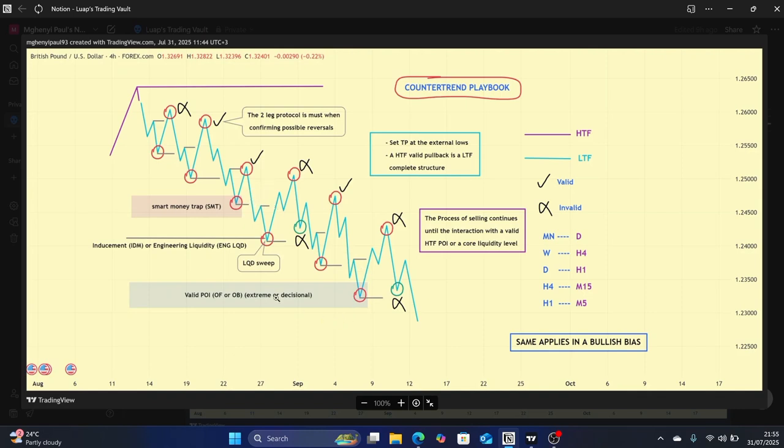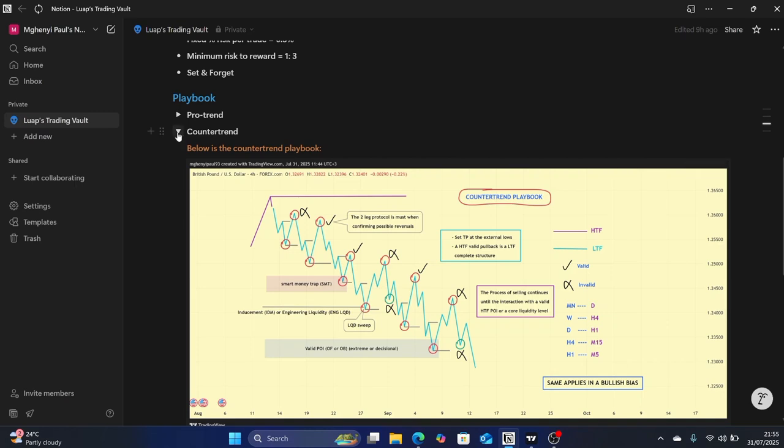You can clearly see everything. SMT, of course, will not give anything. So as price does that, continue selling. The process of selling continues until interaction with a valid high time frame POI or a core liquidity level. The same applies in a bullish scenario. Of course, you can clearly see this is a bearish scenario, and all of that. So this is the playbook.